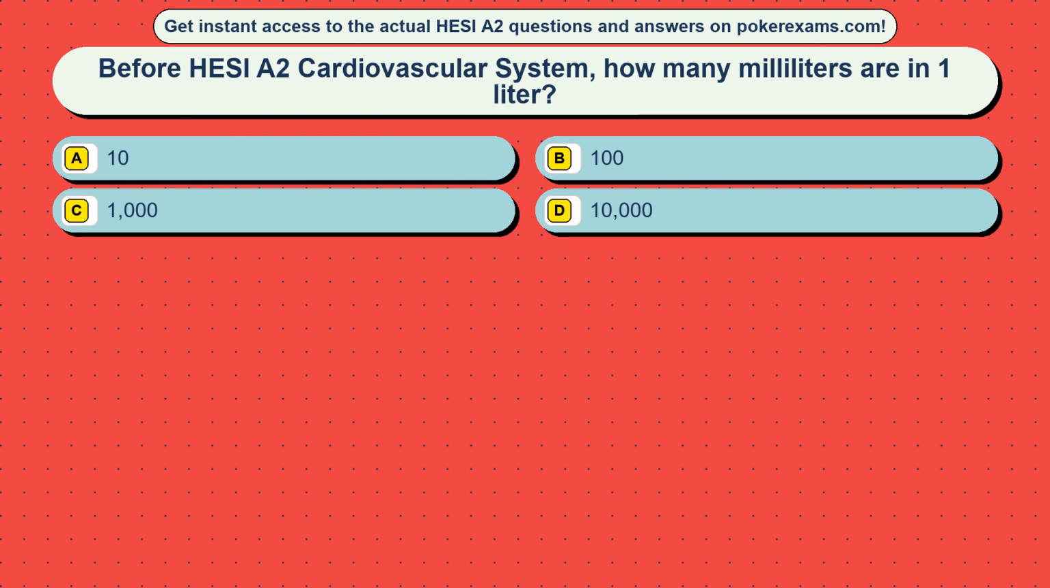Question 25. Before HESI A2 cardiovascular system, how many milliliters are in 1 liter? Option A, 10.